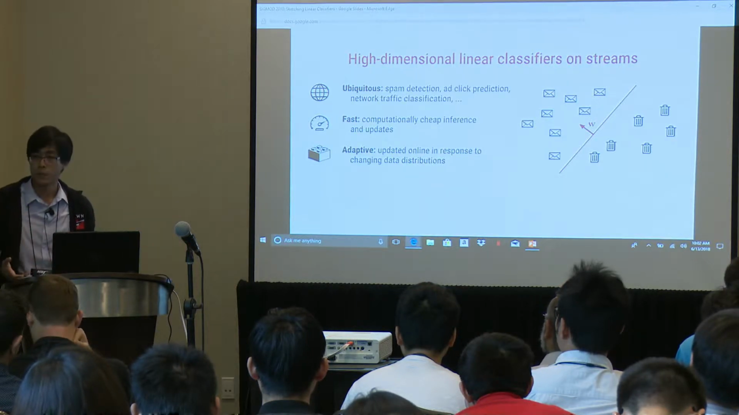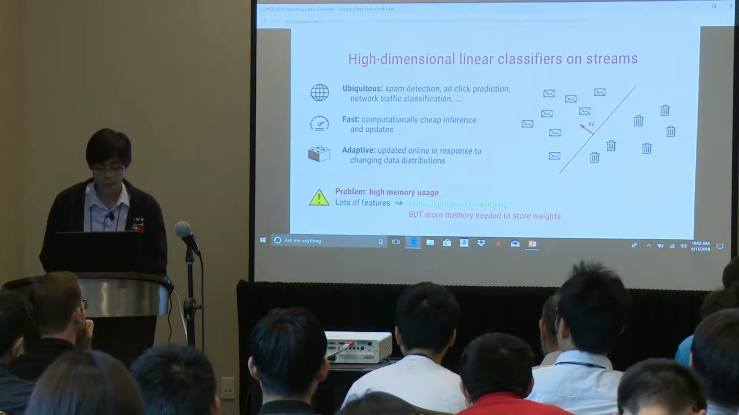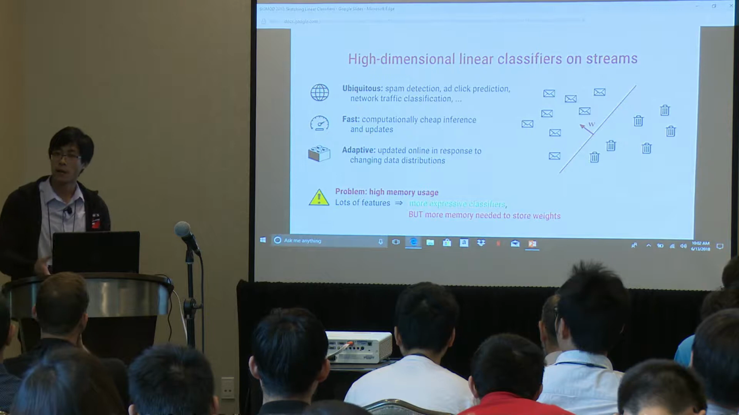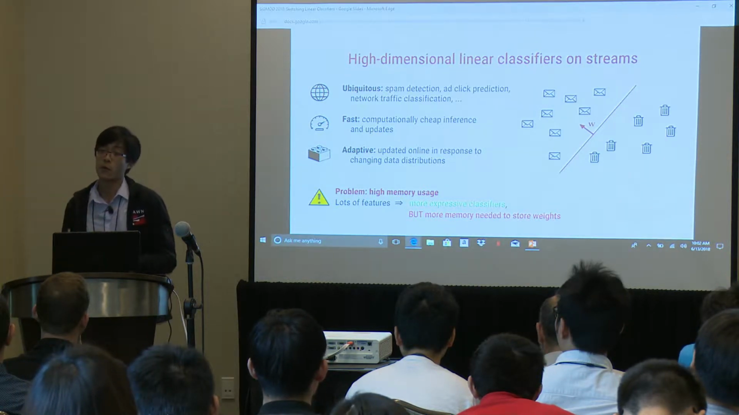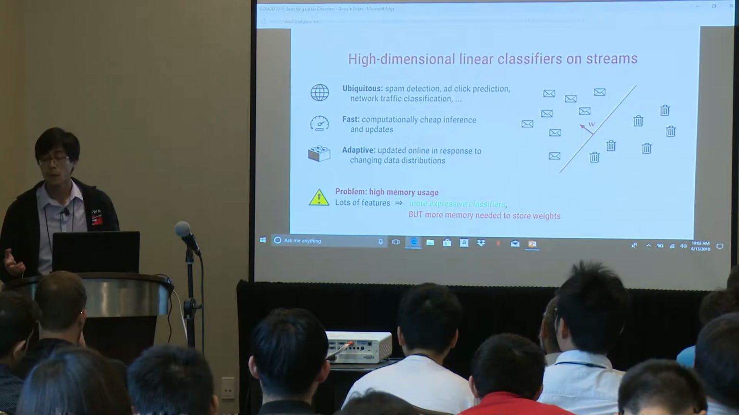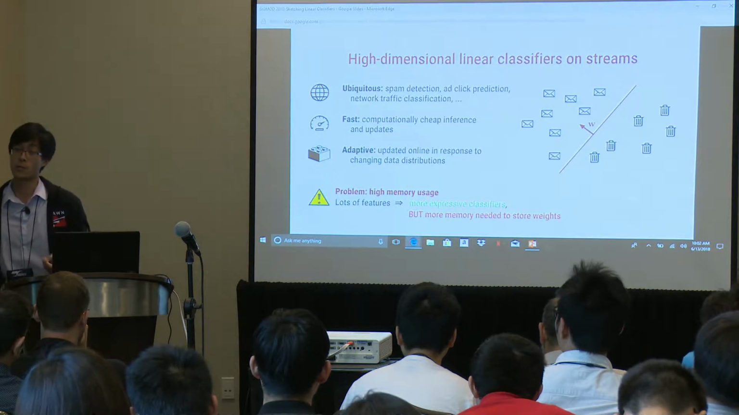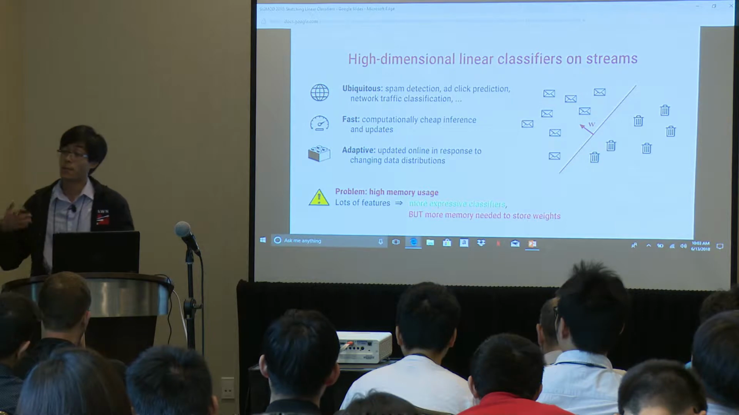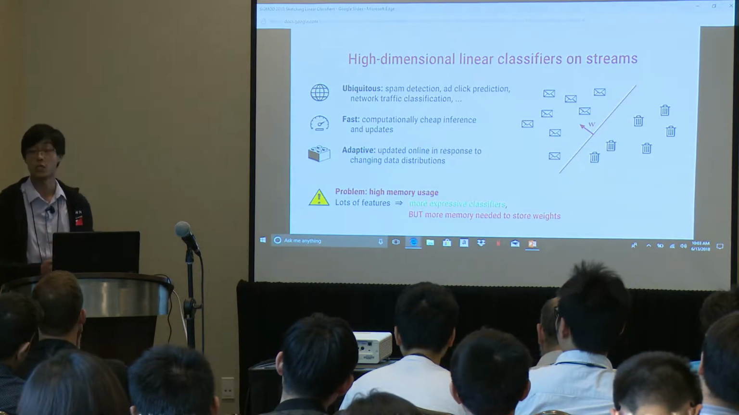However, these high-dimensional classifiers come with a problem, which is that there is a fundamental tension between the desire to learn very expressive classifiers which use lots of features and are therefore potentially more accurate, and the memory needed to store the weights corresponding to each of these features. This problem, high memory usage, really limits the applicability of these high-dimensional linear classifiers to memory-constrained environments.